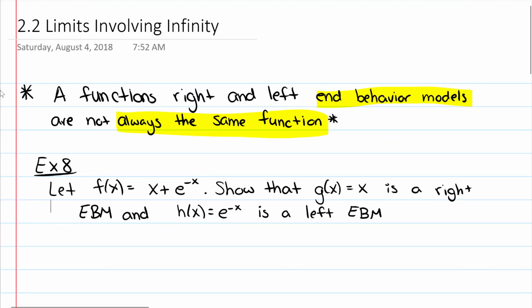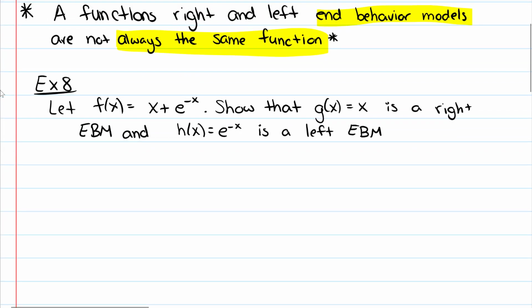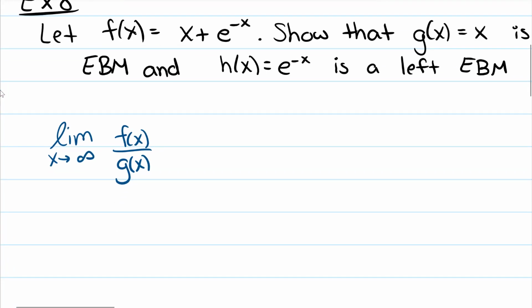So then the question is, how do we actually show this? Well, to show a right end behavior model, we're going to take the limit as x approaches infinity of f of x divided by g of x. And this is where we want, after we take the limit, for it to equal 1. So we get that this is equal to the limit as x approaches infinity of f of x, which is x plus e to the negative x, divided by g of x, which was just x.